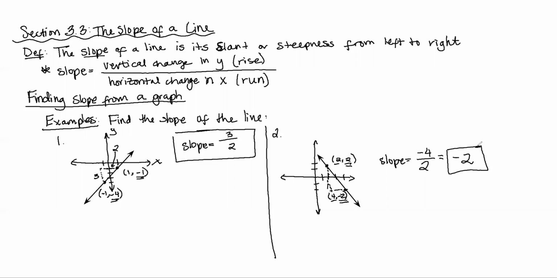So notice how this line on the left is going up to the right, positive slope, down to the right, negative slope. So we're going to go ahead and characterize or summarize all of our different types of slope once we look at our 2 special cases. So let's go ahead and look at what this looks like in general.